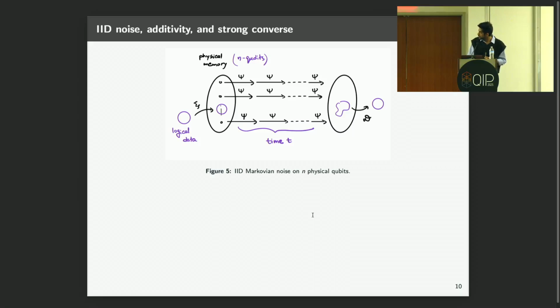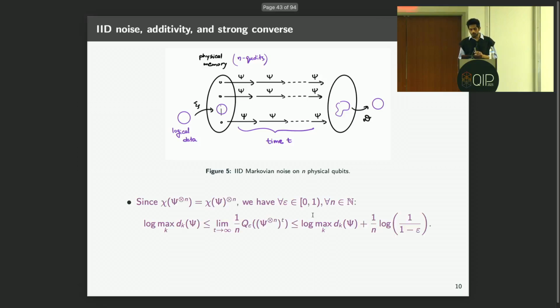So let's say our physical memory is comprised of n qubits, and each qubit is experiencing the same sort of Markovian noisy process, which is modeled by this psi semigroup. And now we want to see how many qubits you can store in your memory per qubit, and this is the rate at which you can store information in this memory. And so the quantity of interest is this thing in the middle. So this is precisely the maximum number of qubits that you can store per qubit in your memory in the limit of time going to infinity.